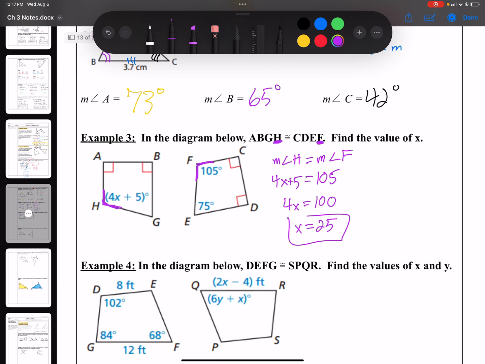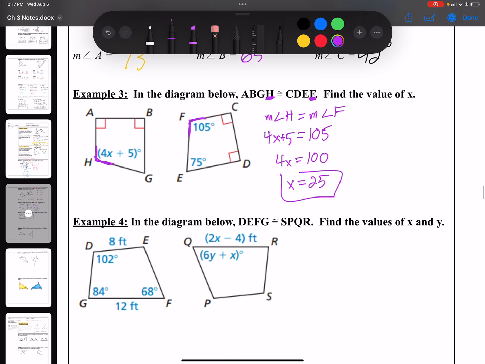Next one, we're trying to find x and y. Well, the first x that I notice is right here, the 2x minus 4. That's feet, that's not degrees. That means that is a line segment. That is line segment QR, which is the second two letters here. What's the second two letters here? FG. So according to the statement, I know QR has to equal FG. Well, that means the 2x minus 4 has to equal 12, since FG is 12.